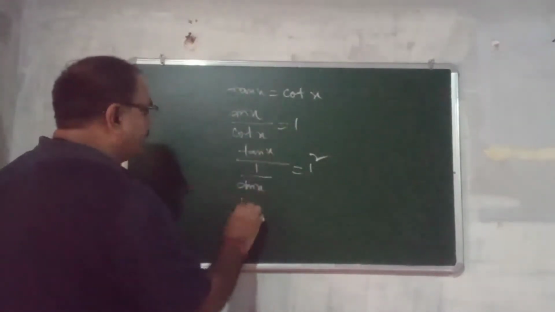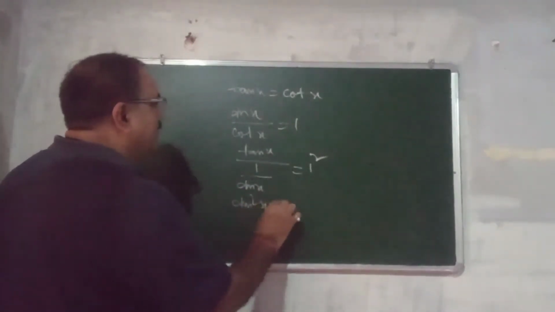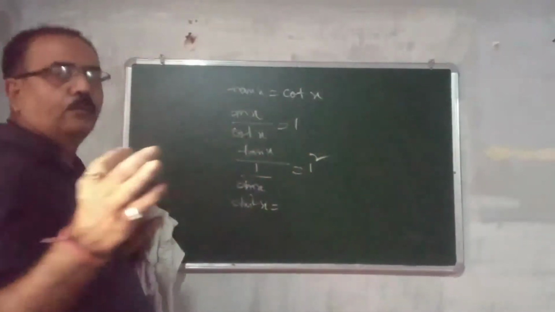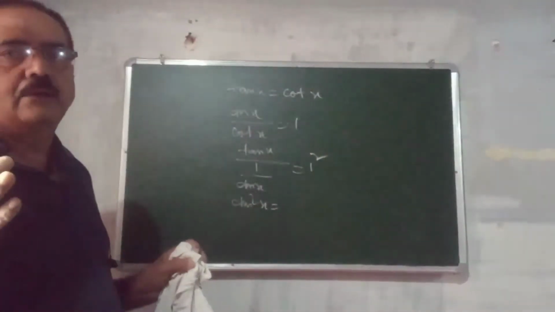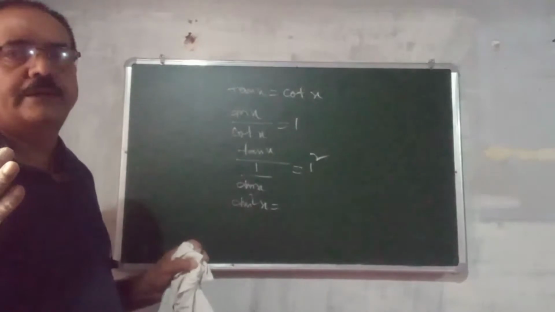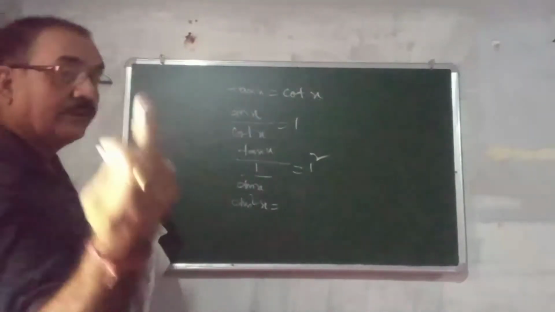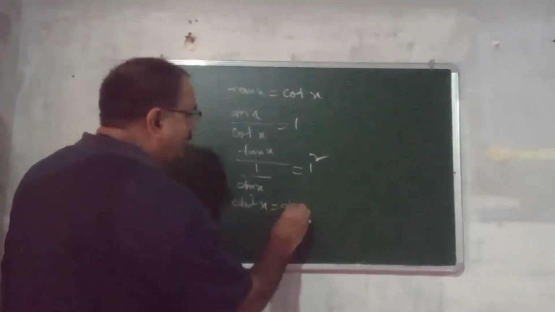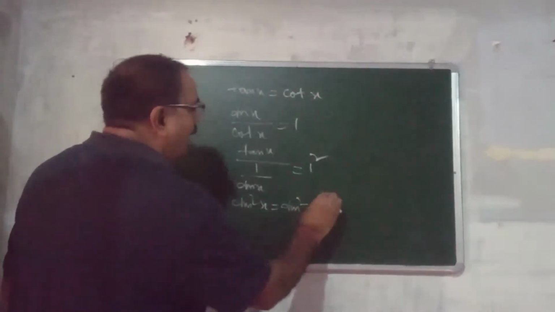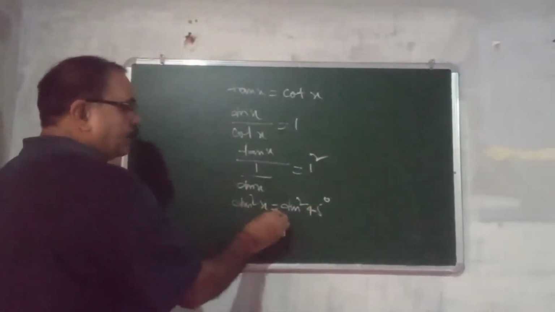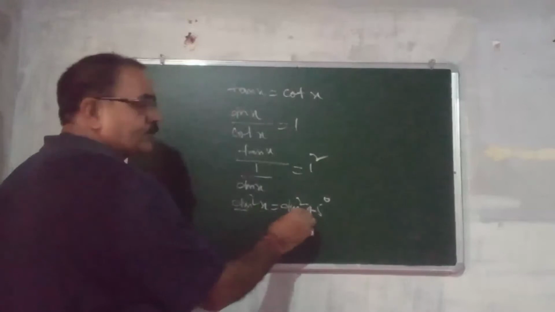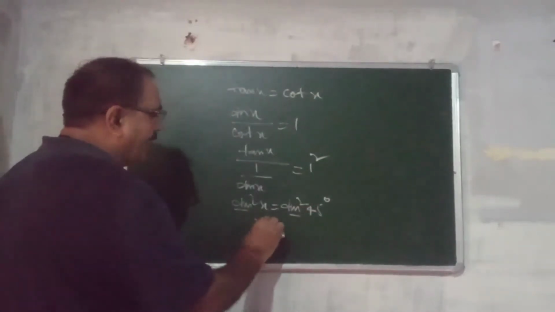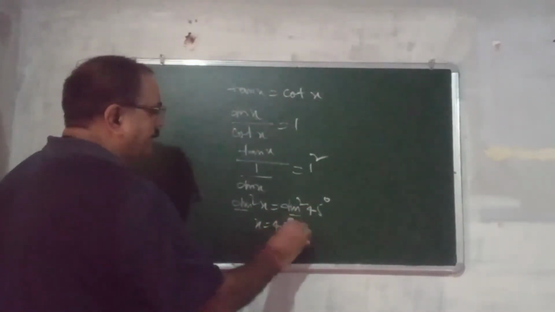So tan x becomes tan square x, and 1, at which degree does tan have the value 1? Tan 45. We will write here tan square 45. Now compare. Equal sign is there. Tan square here. What is the value of x? x is 45 degree. This is our answer. So this way you have to solve this exercise.